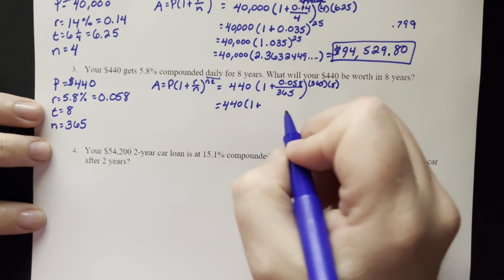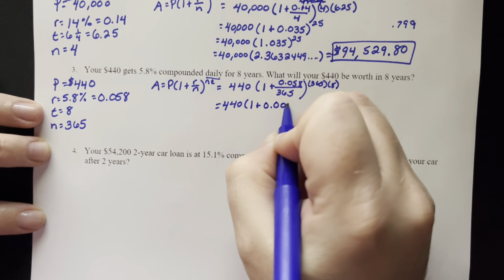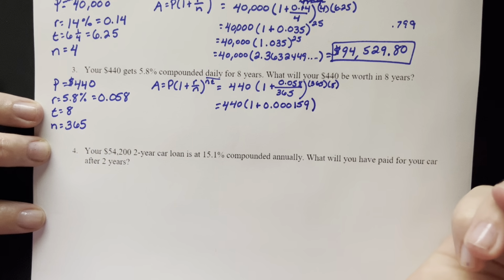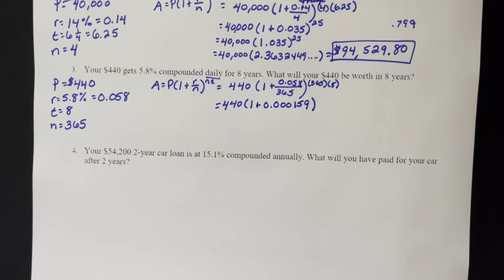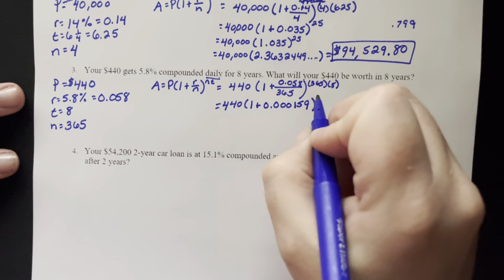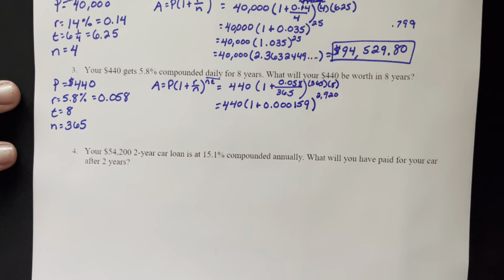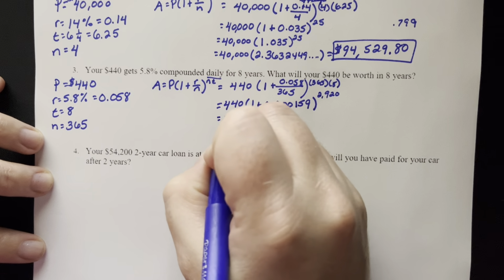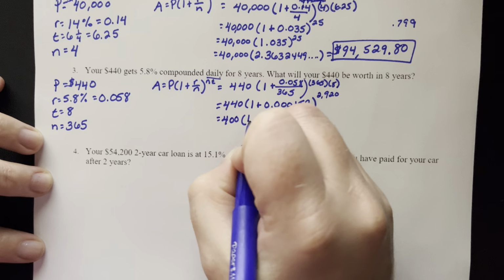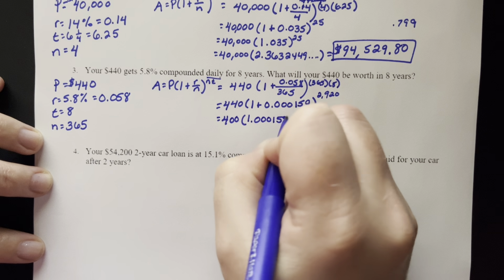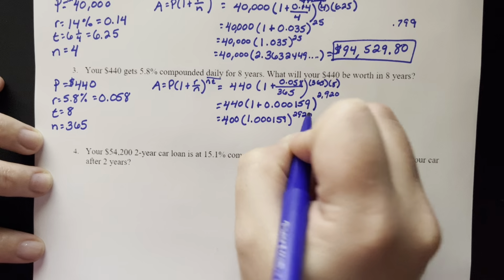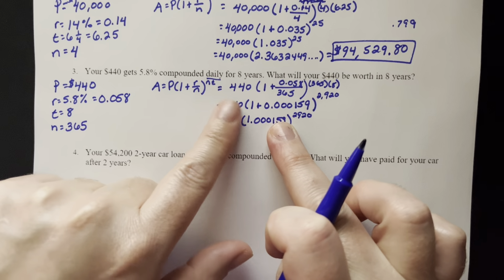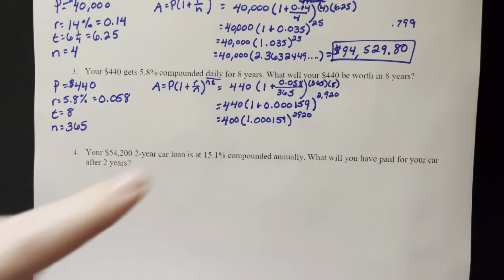Ooh, it's 0.00015. I did round that. And then 365 times 8 gives us 2,920. So I did round that because it does keep going. At that point, it's okay. 1.000159 to the 2,920. So we did the addition. And now, just like I said before, we're going to do this exponential part first. Ignore the 440 until last.